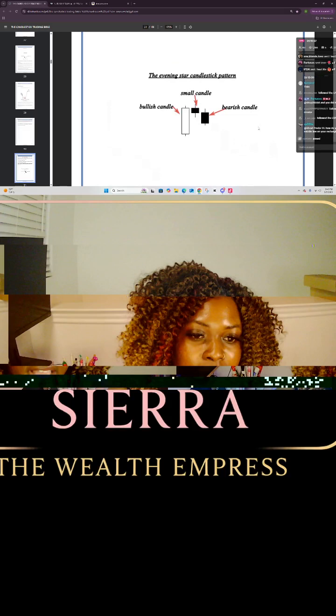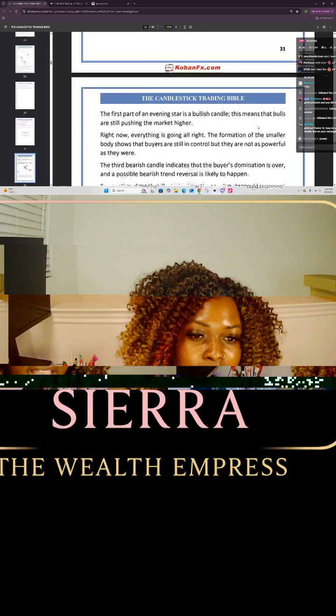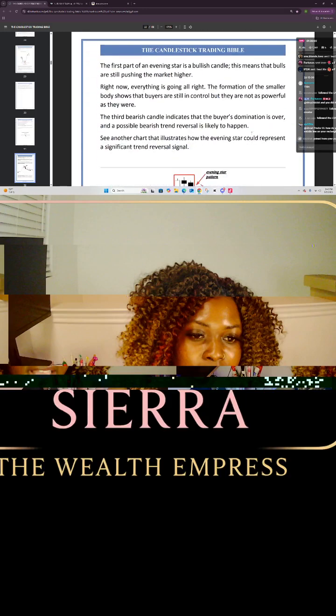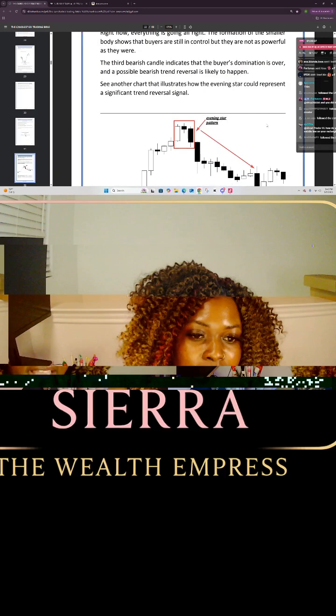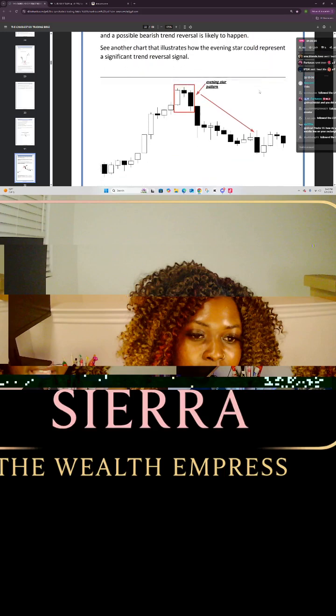All right. The first part of an evening star is a bullish candle. This means that bulls are still pushing the market higher. Right now, everything is going all right, and the formation of the smaller body shows that buyers are still in control, but they are not as powerful as they were. The third bearish candle indicates that the buyer's domination is over and a possible bearish trend reversal is likely to happen. See another chart that illustrates how the evening star could represent.